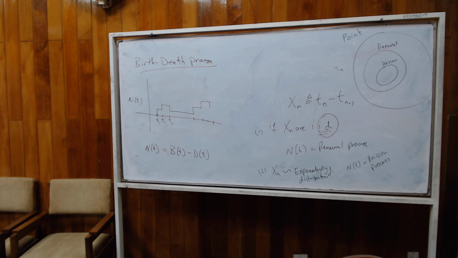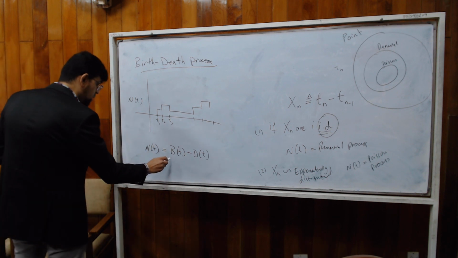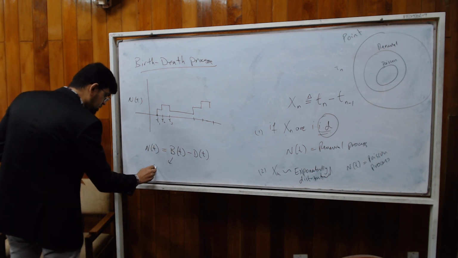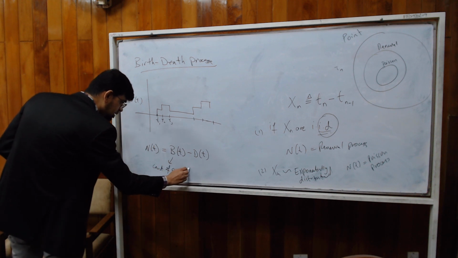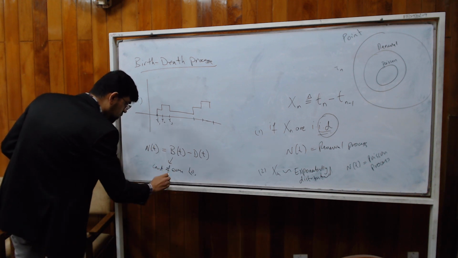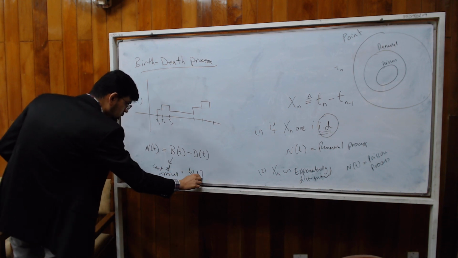So what is this? Count of events. Count of events in 0 to T. Arrivals in 0 to T.